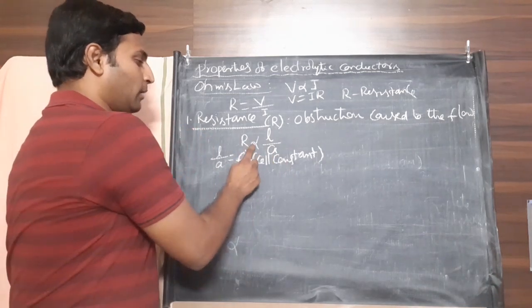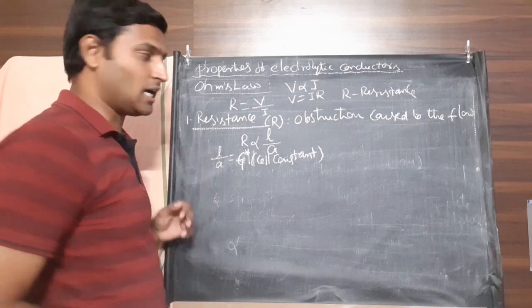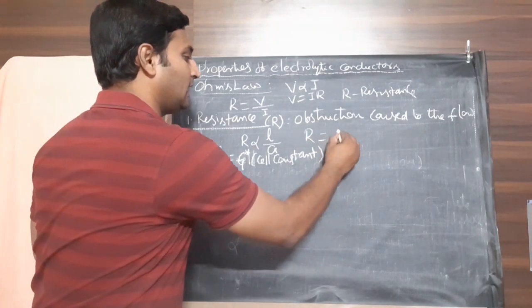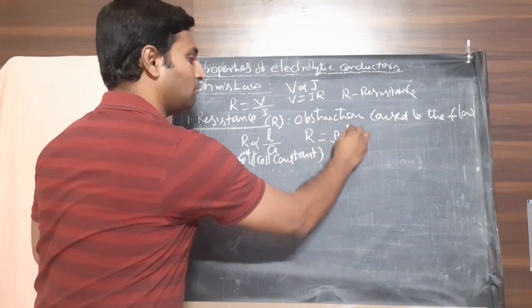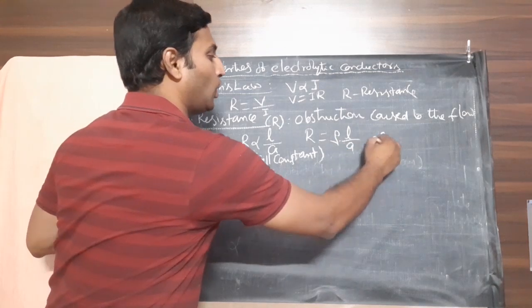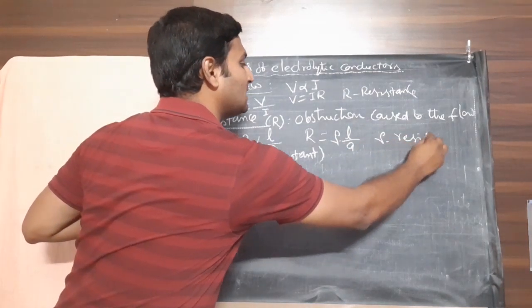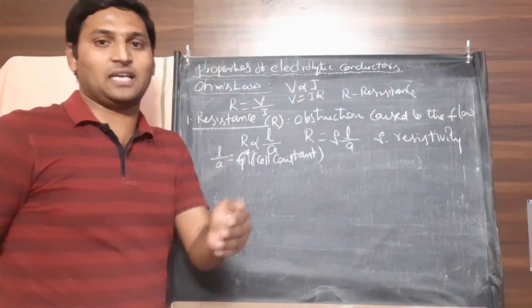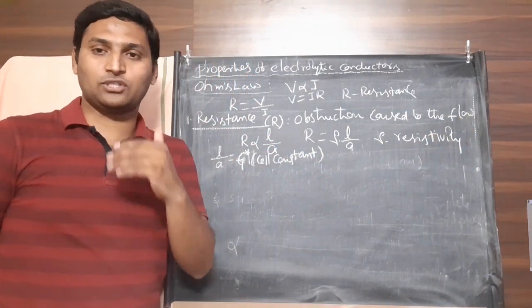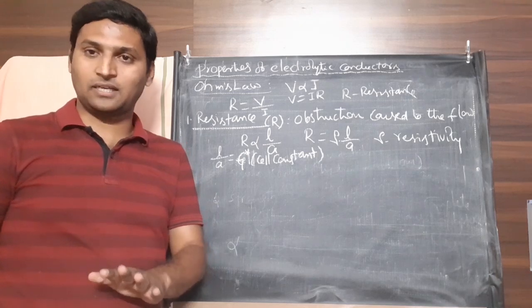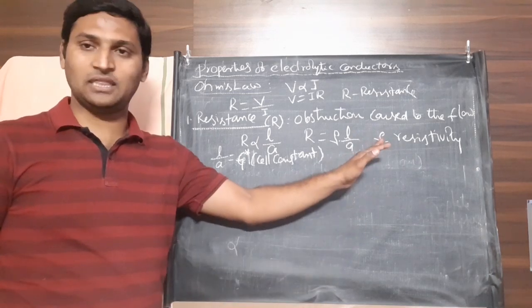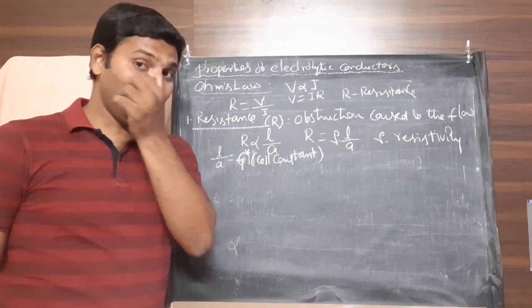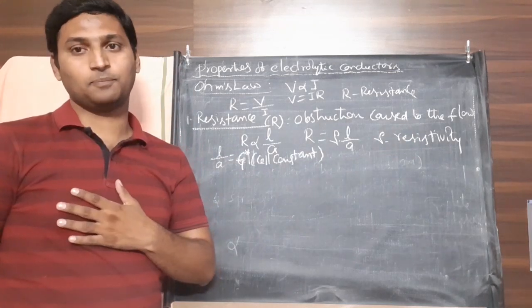Now, to remove proportionality, we have to introduce a constant, and the constant introduced in this case is given by the symbol rho, where rho means resistivity. Previously, they used to call it specific resistance. So, even if a few books are still using the word specific resistance, don't get confused, both mean the same. Rho is resistivity or specific resistance.